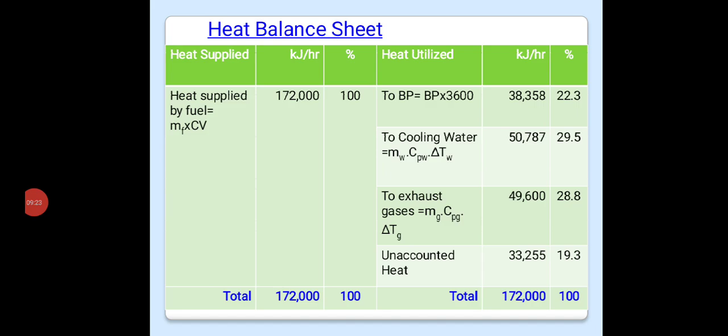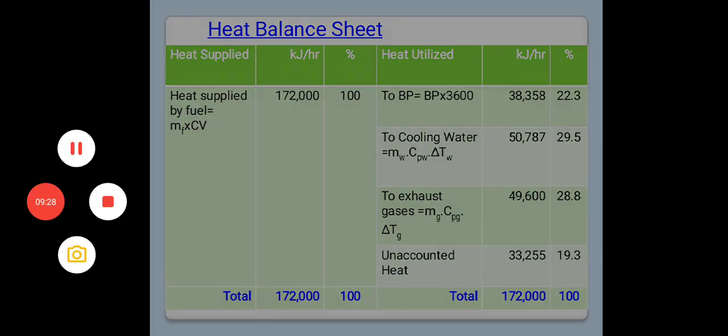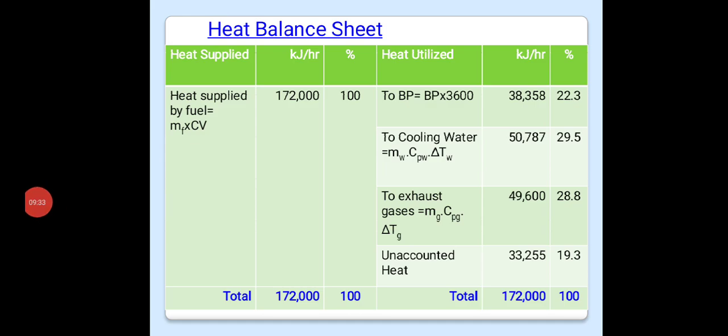Now we have found all the values, but we have to put these values in tabular form. So in tabular form, heat supplied by the fuel, which is m_f into CV in kilojoule per hour basis, it is 172,000 we are writing over here, and which is equal to 100%. Now heat utilized, BP into 3600, which we have found 38,358, which percentage wise is 22.3.